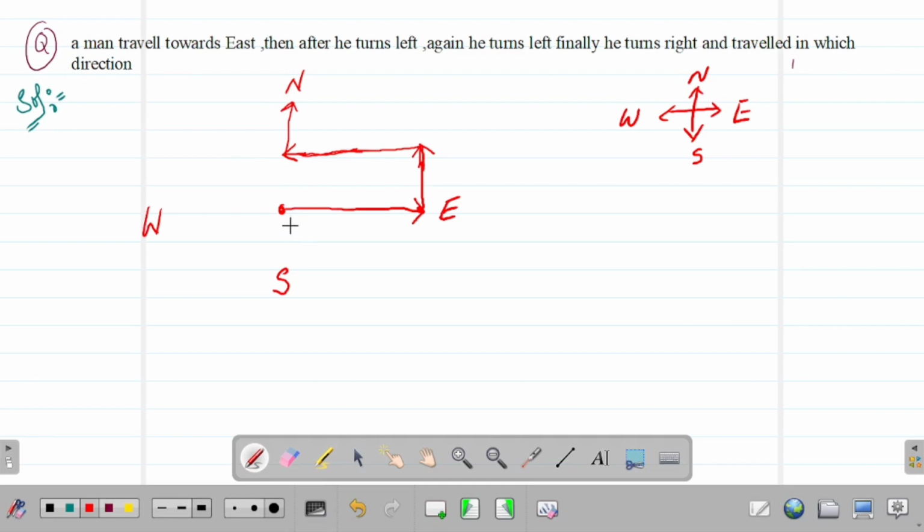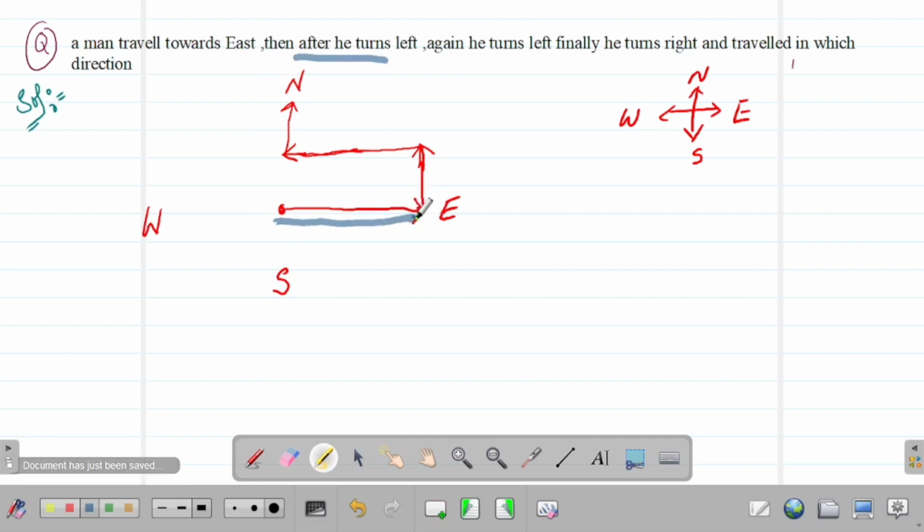Am I clear? So whatever the question given, we should represent the question in the diagrammatical form. Then only you can find the answer very easily. A man travels toward the east. First east. Then after he turns left.